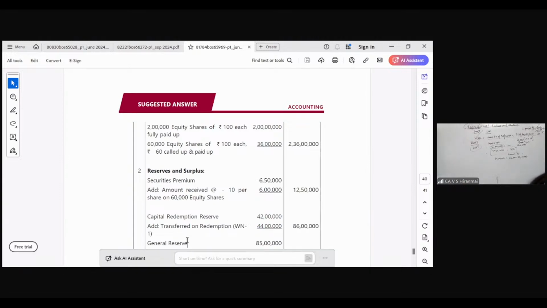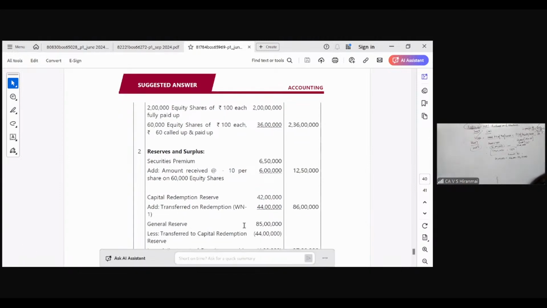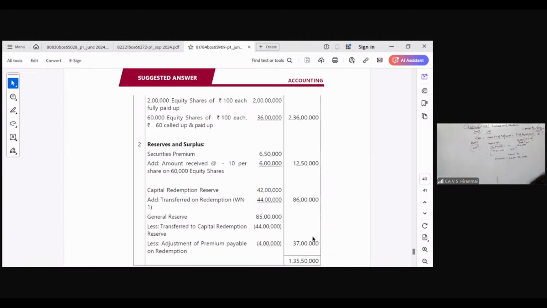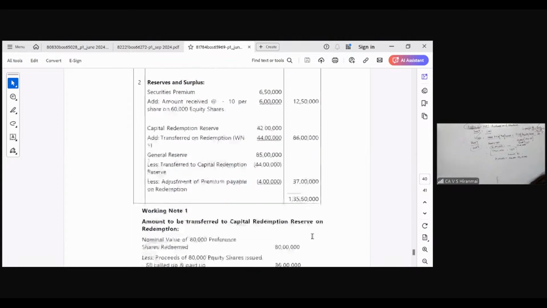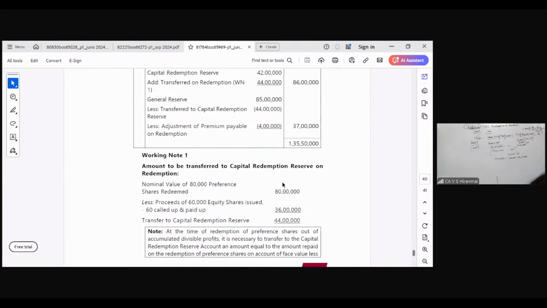General reserve, you should be very, very careful because out of general reserve, you have taken money given for the creation of the CRR. So subtract 44 lakhs. Then finally, the premium on redemption 4 lakhs also you have given from your general reserve. Remove that amount also. So 85,000 minus 48 will give me 37 lakhs. So this is the value. They have given you like this. We have also calculated the same way here.